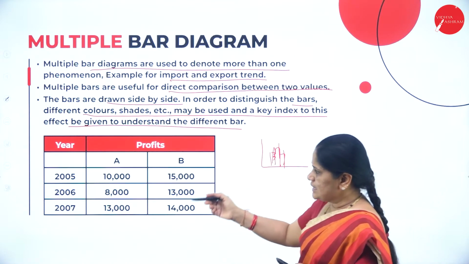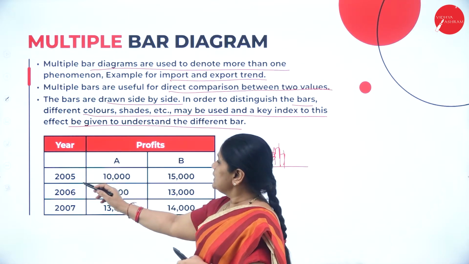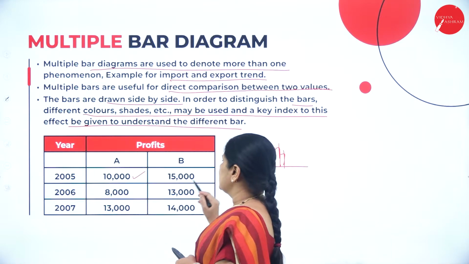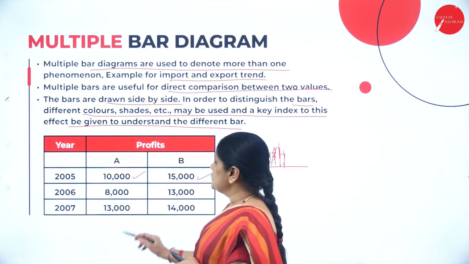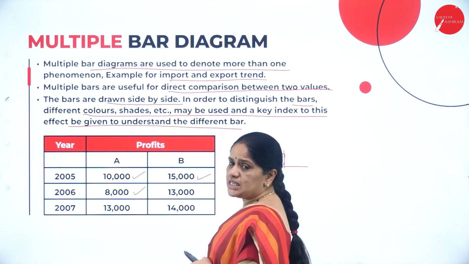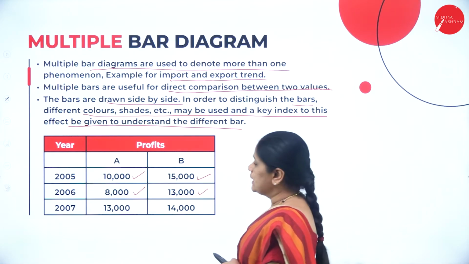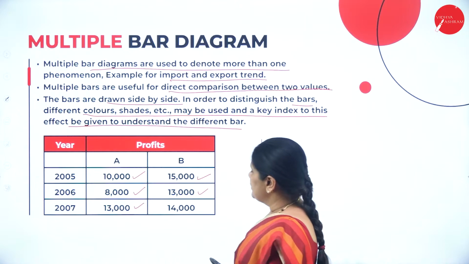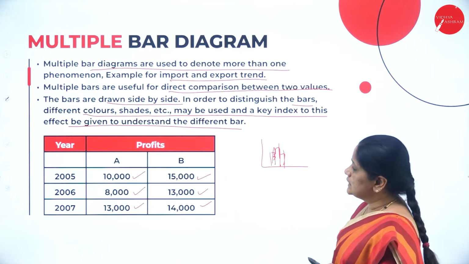Then there is a problem here. So we have an illustration here. In the year 2005, company A's profit is 10,000. B's profit is 15,000. In the year 2006, company A's profit is 8,000. Company B's profit is 13,000. In the year 2007, company A's profit is 10,000. Company B's profit is 14,000.